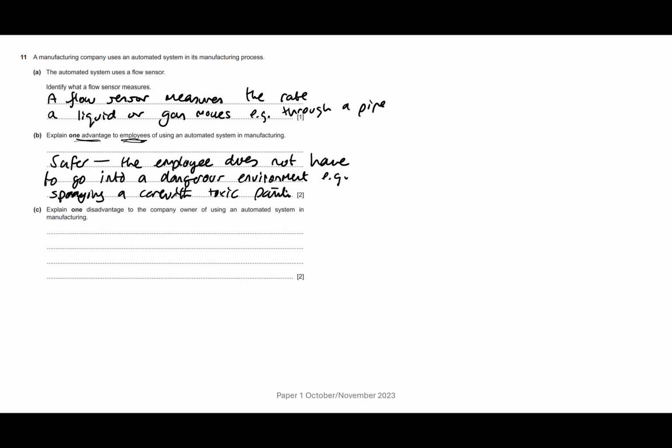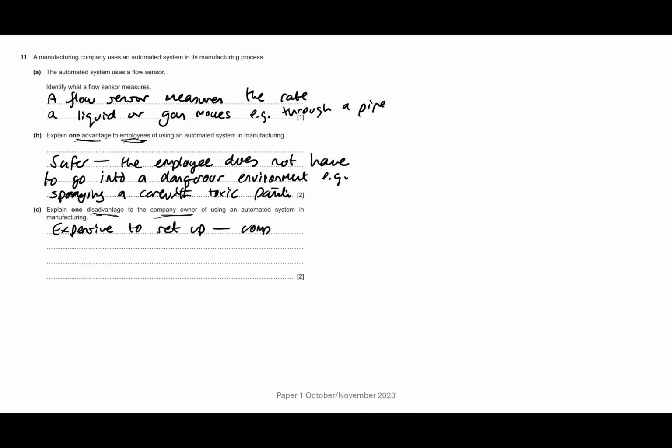Part C, explain one disadvantage to the company owner of using an automated system in manufacturing. So again, reading the question the second time, we're not after an advantage, we're after a disadvantage, and this time it's for the company owner. And probably the biggest disadvantage, I would say, apart from the automated system actually just breaking and stopping working, is its actual setup initially. So it's very expensive. So that's the disadvantage. Let's give an explanation of that.